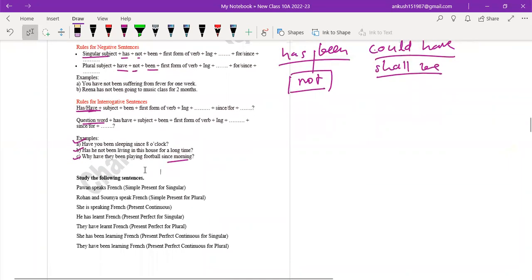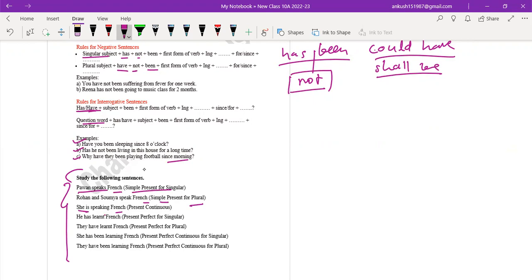Now for present tense, all these sentences are given here, with one example. Pawan speaks French. It is a simple present for singular. Rohan and Soumya speak French. This is simple present tense but with a plural subject. She is speaking French. One sentence is repeated but with different tenses.